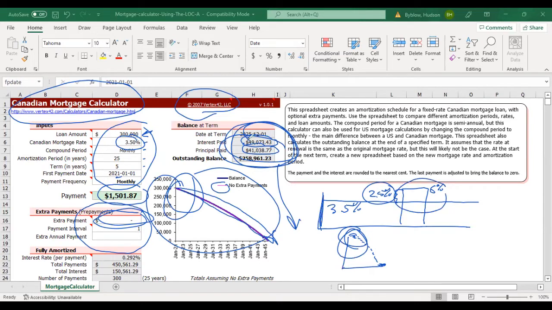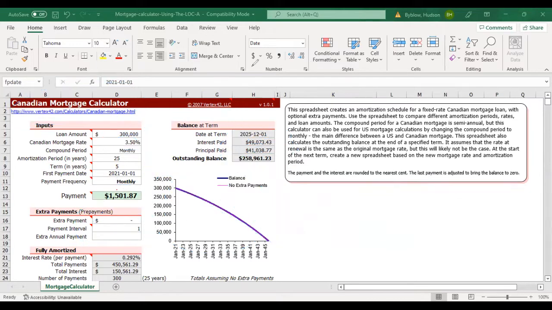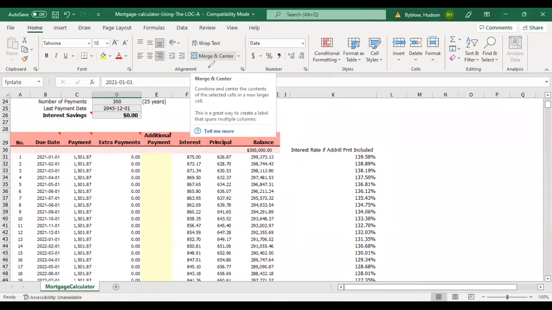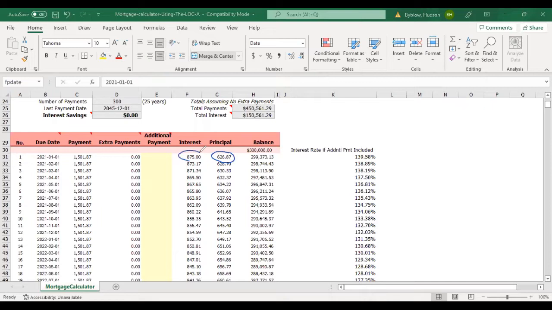Now I'm going to show you some of the numbers. I'm going to scroll down and show you some numbers. Let me clear this board here. Okay, cleared the board, rolling down here. Right here we have, if we do no extra payments, a principal of this and an interest of this. So I said an average of over 100% for the first 5 years. Your first payment, your effective interest rate on your first payment is 139%.